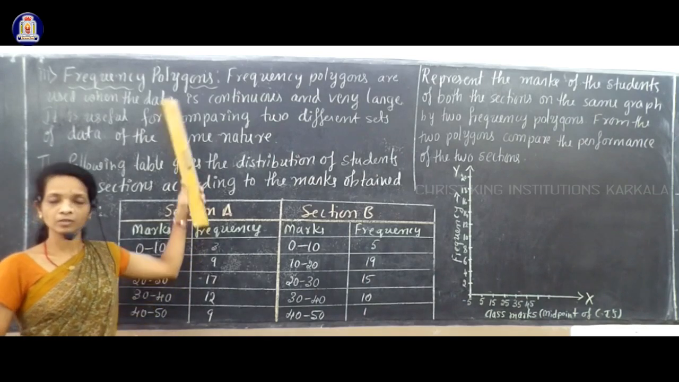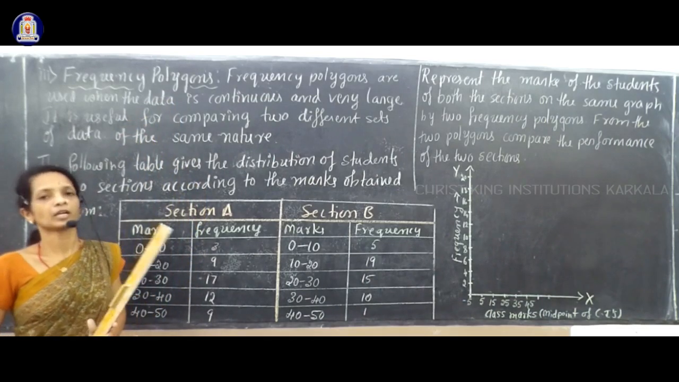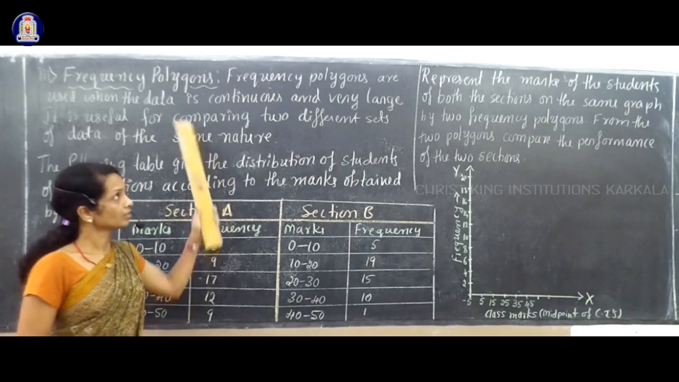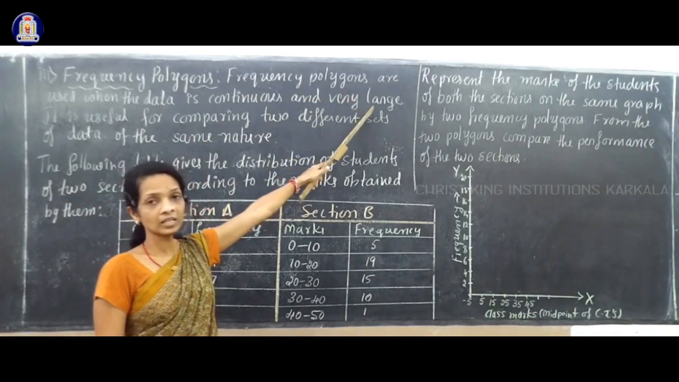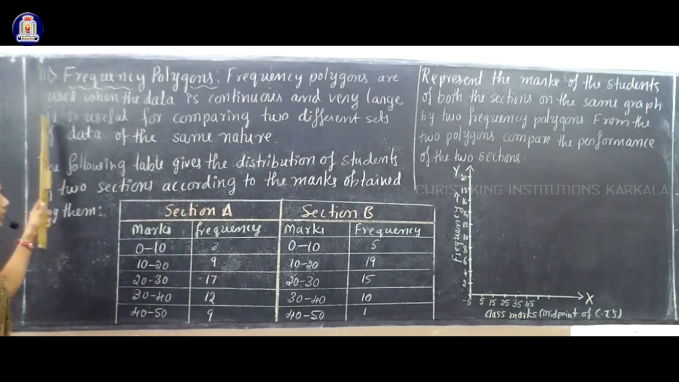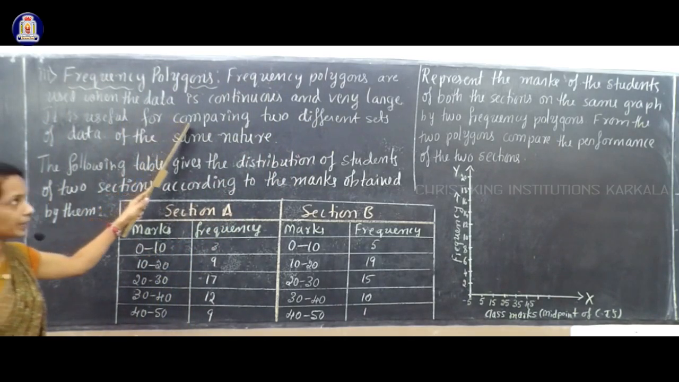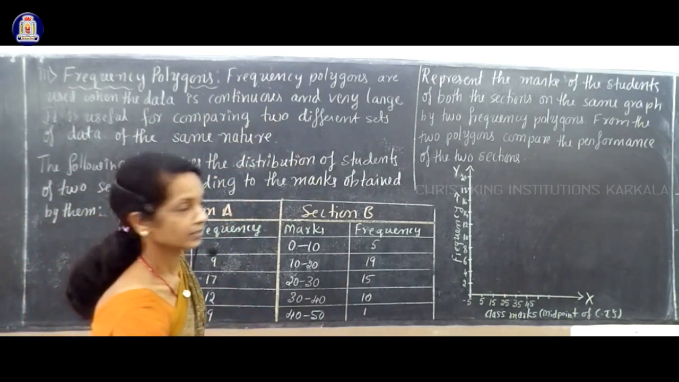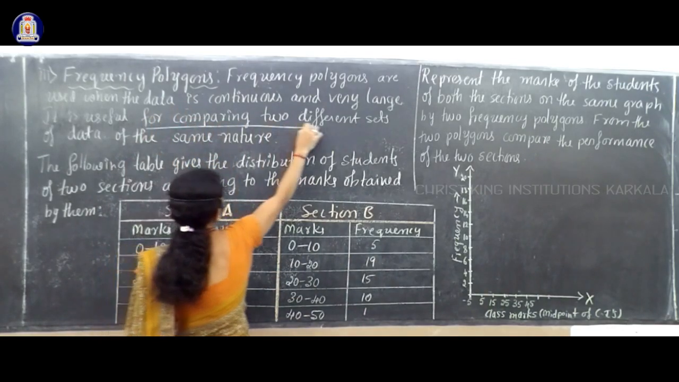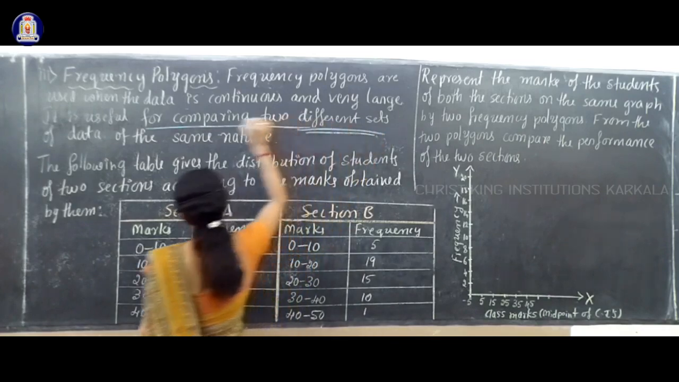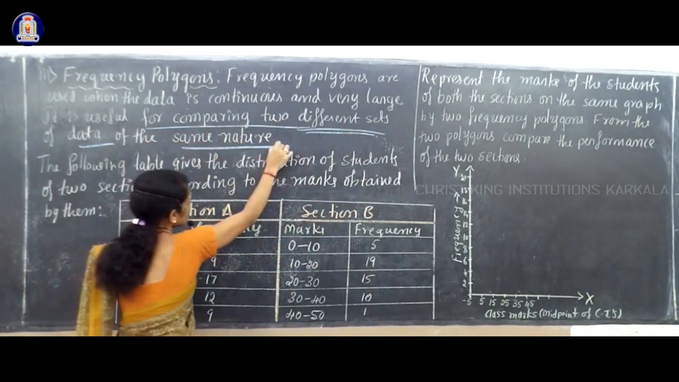Like that, frequency polygons are also used for continuous frequency data, but we use frequency polygons when the data is very large. And it is useful for comparing two different sets of data of the same nature.